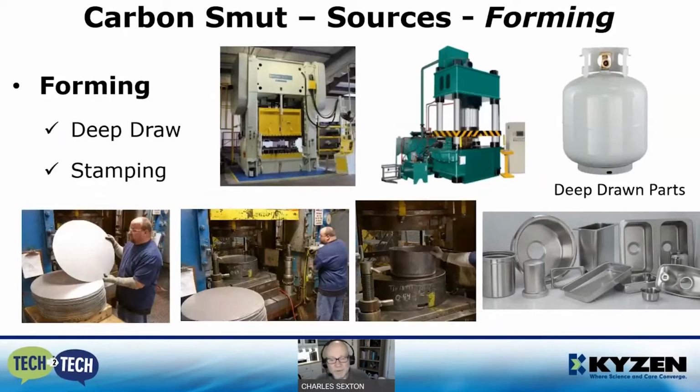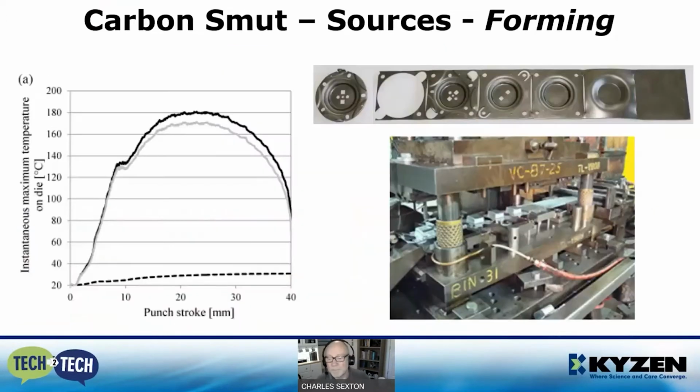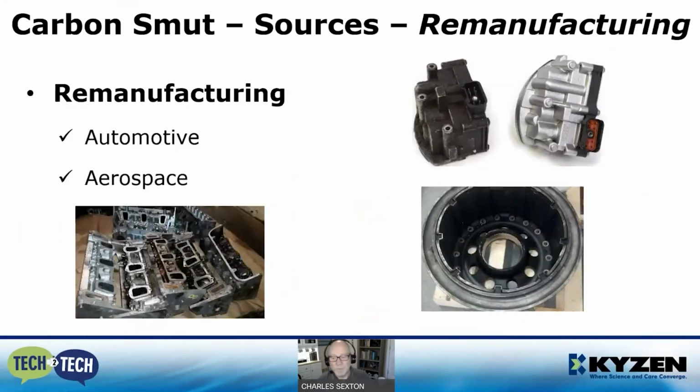Deep draw operations and forming, of which I show a couple of different examples here, also form carbon onto different parts from the drawing oil. Here's a chart that shows, in a press of this type, the temperatures where the die heats up after 30 parts or so. The temperatures where the die meets your substrate part can reach as high as 180 degrees C. And there again, we're making carbon.